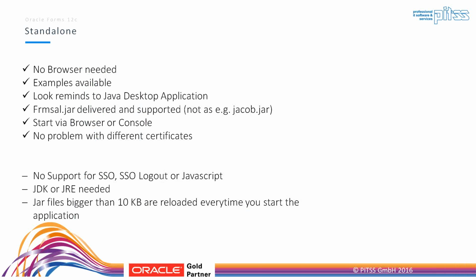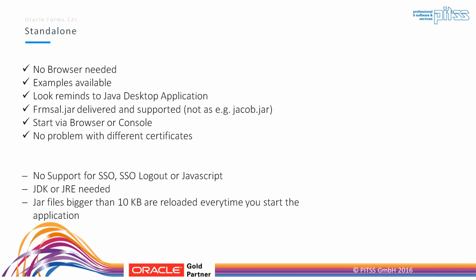Altogether, there are some pros and cons, of course. You don't need a browser. The examples available from Oracle are pretty good. The look reminds again of a Java desktop application. The FRM SRL jar is delivered and supported by Oracle, not like, for example, the Jacob jar, where you have to sign it by yourself. It's signed by Oracle. Again, you can start it via browser or console, but yeah, why should you start it via browser? So it does not make sense for me.